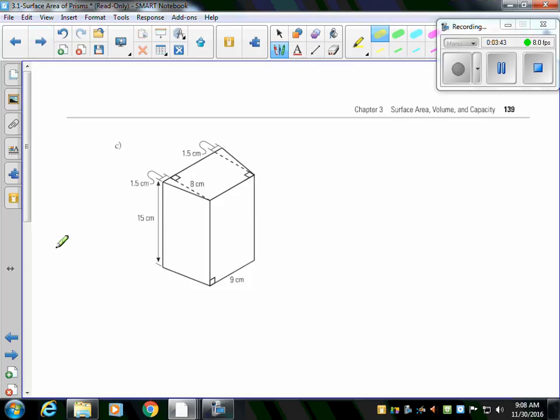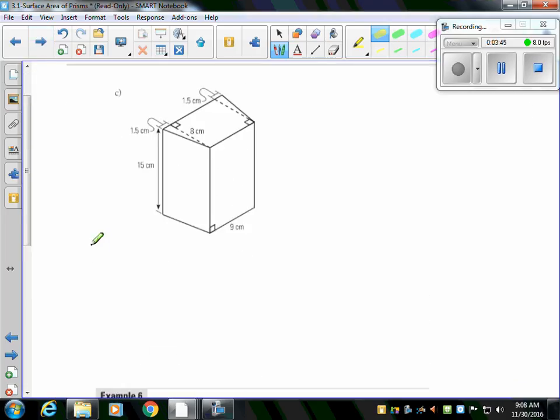So keep on working, keep on trying. This one's very similar, except when you flip it out, you're going to have a trapezoid end. So you're going to have a rectangle, a rectangle that's the same, a rectangle on the top that's different, and a rectangle on the bottom that's different, and then two ends that are the same.